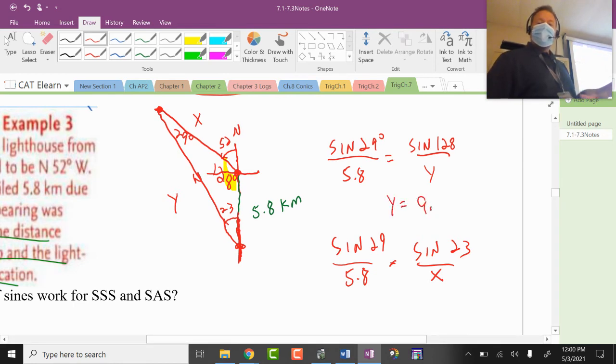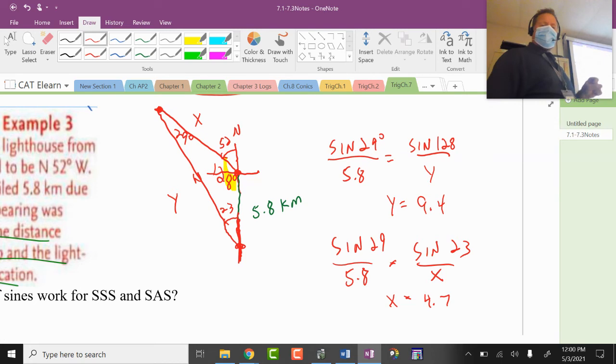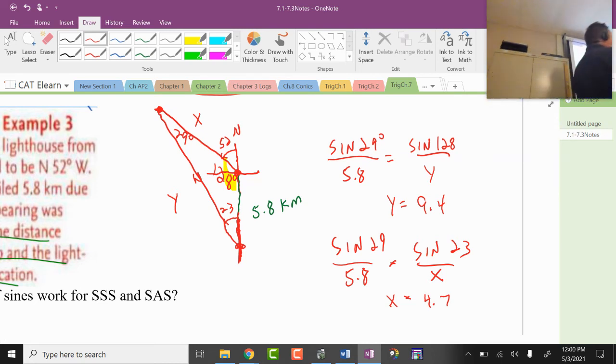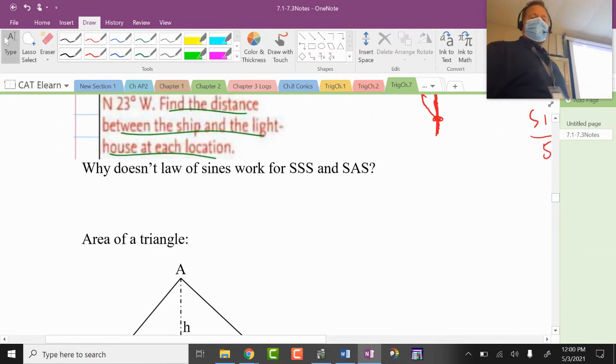9.4. Anyone get x? 4.7? It's weird because you're sailing away. Something seems wrong. And then what? Y was 9.4. Oh yeah, okay. Y should be longer. Sorry, I was looking at finding. I thought X was Y and Y was X. That makes perfect sense then. Okay. All right. And then I kind of talked about it.